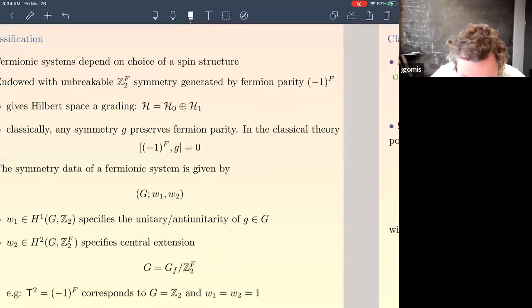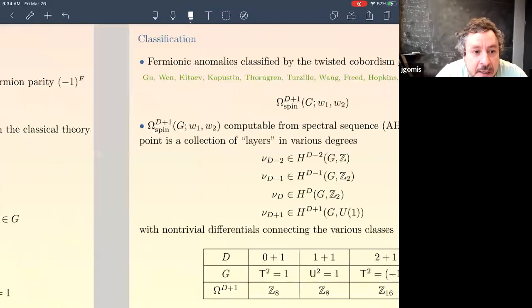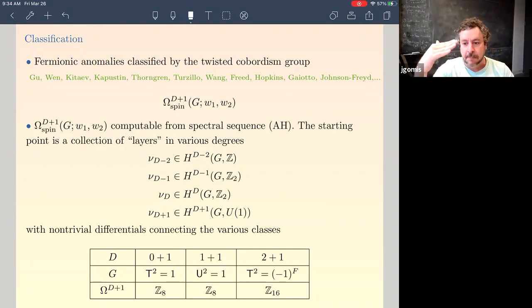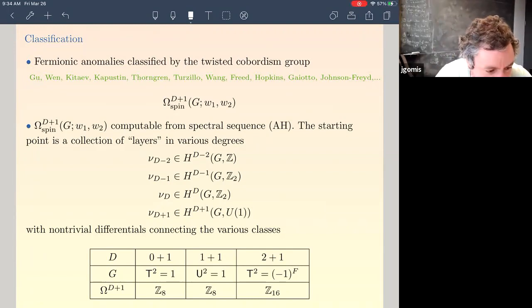So this is a particular example of how this data gives rise to the symmetry groups in a spin system, a fermionic system. Now, fermionic anomalies are classified by twisted cobordism groups. Again, I will work in one dimension higher, and I will not go into a lot of detail of the official definition, because it will not be terribly important for what I'll say later. But there is this rather precise object that classifies the anomalies. It turns out that this group can be computed from a spectral sequence. The technical term is the Atiyah-Hirzebruch spectral sequence. The way you do it is by writing down a collection of cohomology groups with maps between them, and this defines a series of finite groups, and then a certain extension problem determines what the anomaly is.